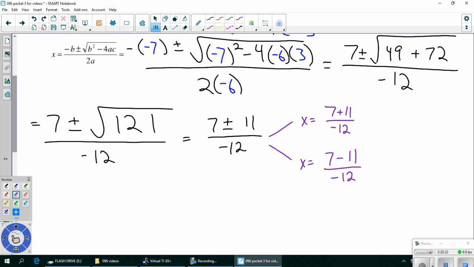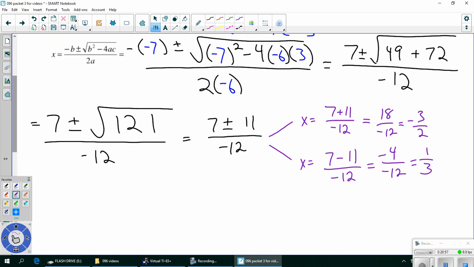So again, we're splitting into two, but not in the fraction way, not two fractions with the same denominator, but instead we split over the plus and the minus. We just write out the plus and the minus, and then we'll just simplify these fractions. 18 over negative 12 reduces to negative 3 over 2. That's one answer. 7 minus 11 is negative 4 over negative 12, which is 1/3. So those are our two answers, X equals negative 3/2 and X equals 1/3.